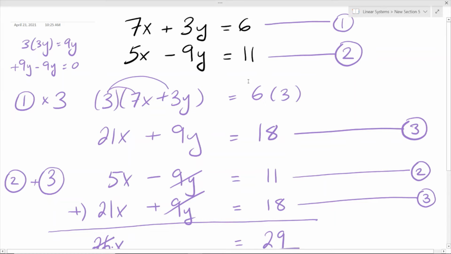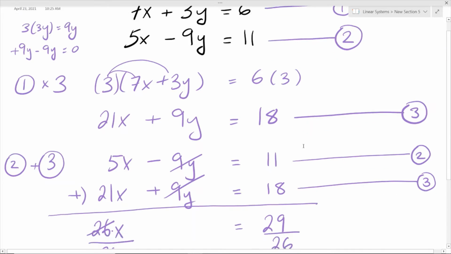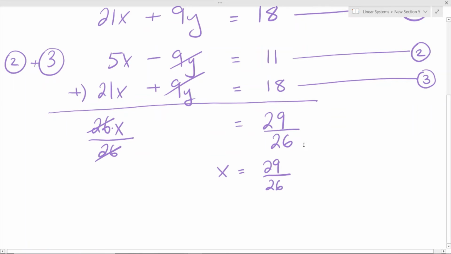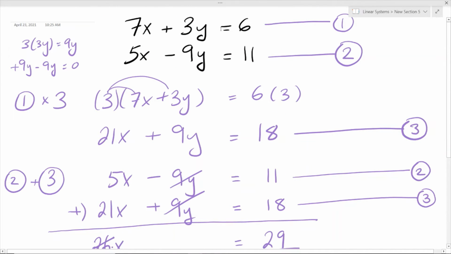So how about we plug this into, it doesn't really matter which equation. If there was a y that was already isolated, then it would be easier to plug it in, but we don't really have that. So just plug it into equation 1. Yeah, why not? So let's plug x equals 29 over 26 into equation 1. In equation 1, we had 7x plus 3y equals 6.